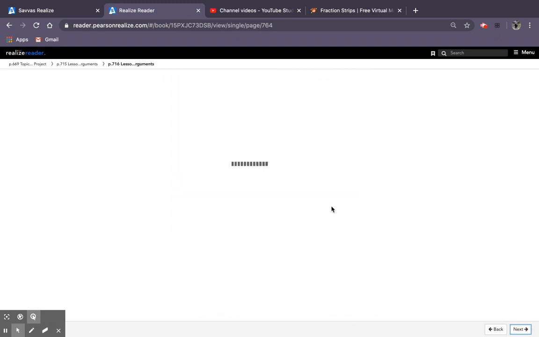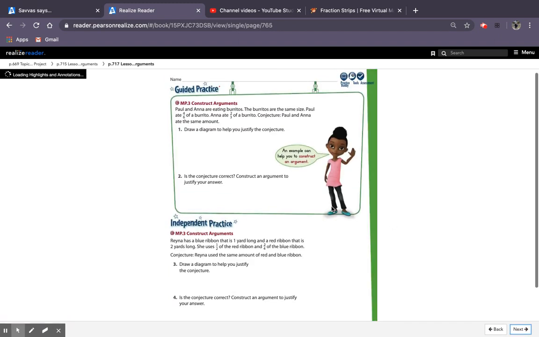And last but not least, for this part, they give us some specific instructions, at least for our number one right here.